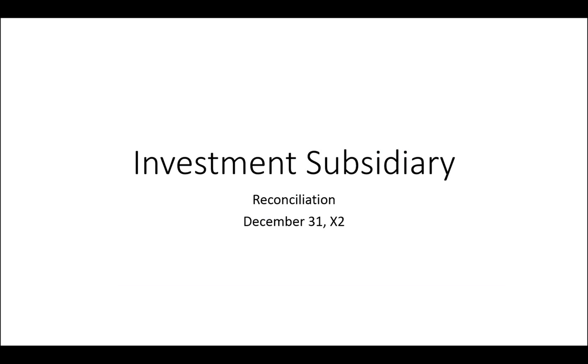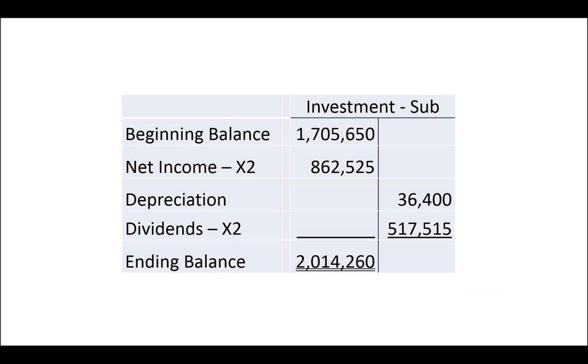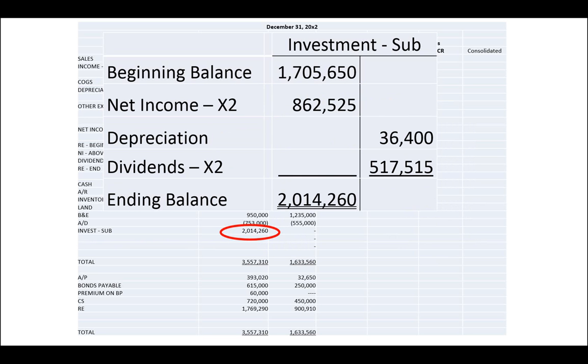We can still continue reconciling the investment subsidiary account. We've got the beginning balance, any net income, less any dividends, less any differential items, which in this case the only one we had in year 2 was a depreciation. And we see that the investment sub agrees with our reconciliation.